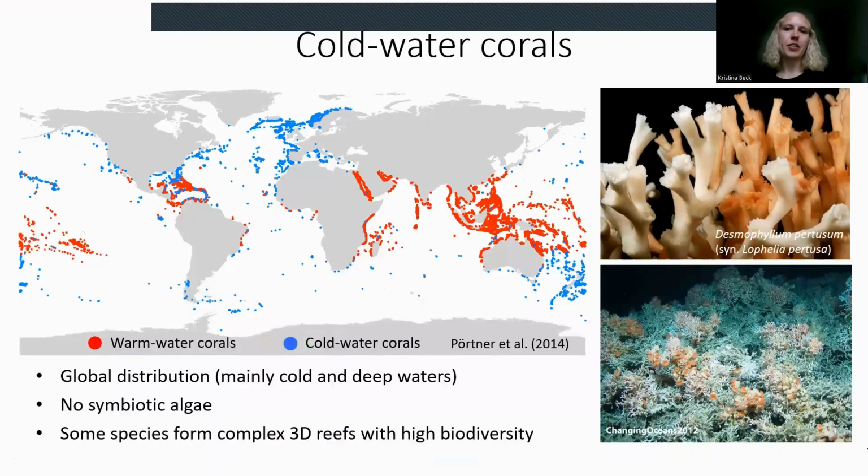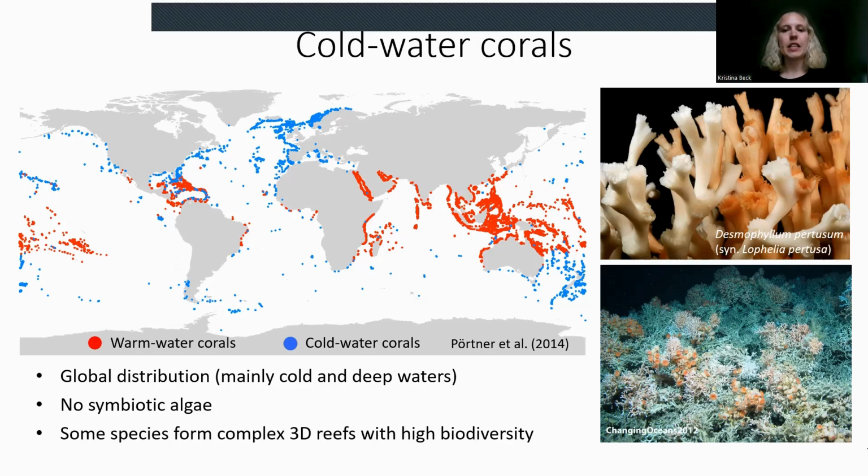Just a quick introduction to cold water corals for those of you who might be less familiar with what cold water corals are. They're globally distributed, as you can see on the map here. Known locations are shown in blue. But we can mainly find them in cold and deep waters, at a few hundred or a few thousand meters depth. There are only a few locations around the globe where you find them in shallower waters. Because they occur mainly in the deep sea, there's no light. They don't have any symbiotic algae, so they completely rely on heterotrophic feeding, collecting zooplankton from the water column as their food source.